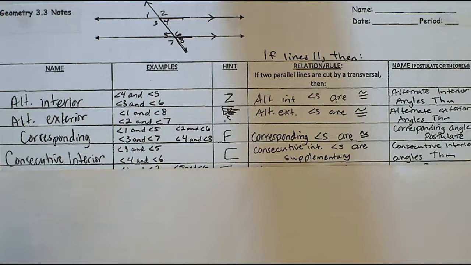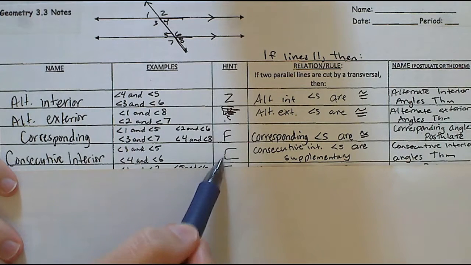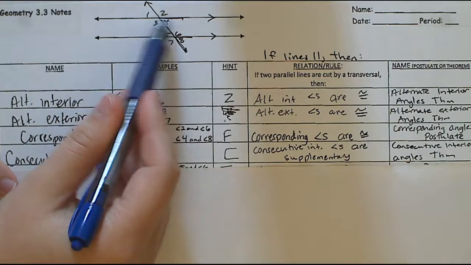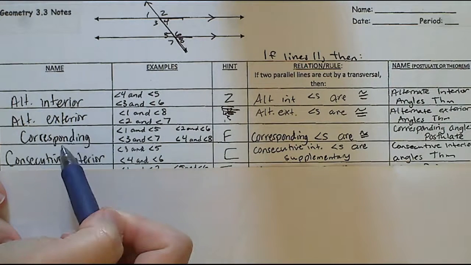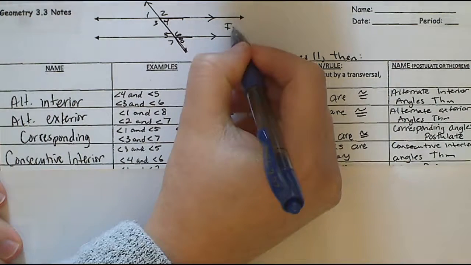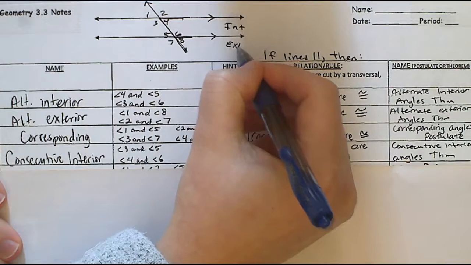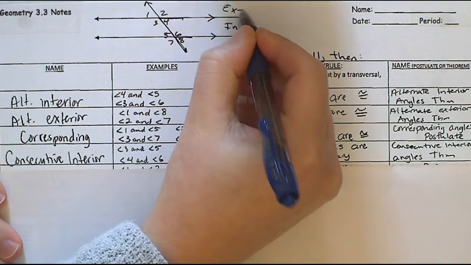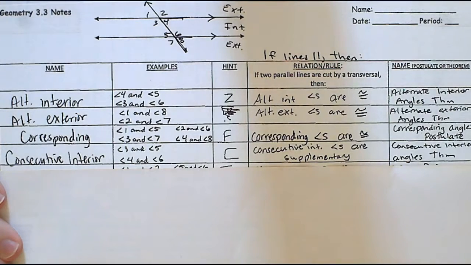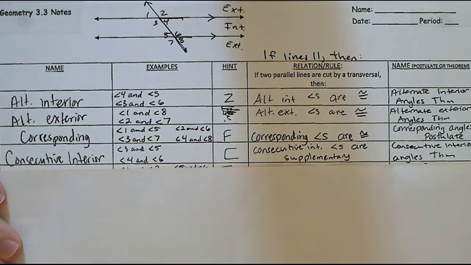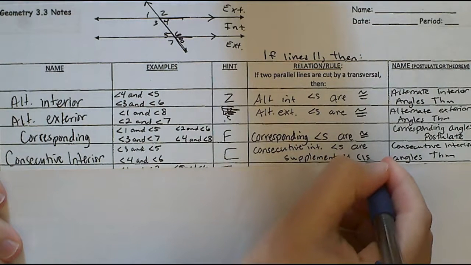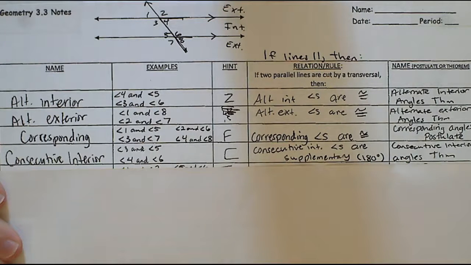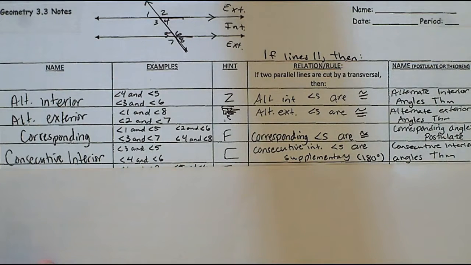Consecutive interior angles, to remind you, examples would be like 3 and 5, 4 and 6. And we also did talk about in class how you can look for the letter C. Just don't get it confused with corresponding, because these are on the interior, whereas corresponding angles, one's on the interior, one's on the exterior. If the lines are parallel, then consecutive interior angles are supplementary, which means that they add up to be 180 degrees. So they are not congruent like the previous three angle relationships we just talked about.